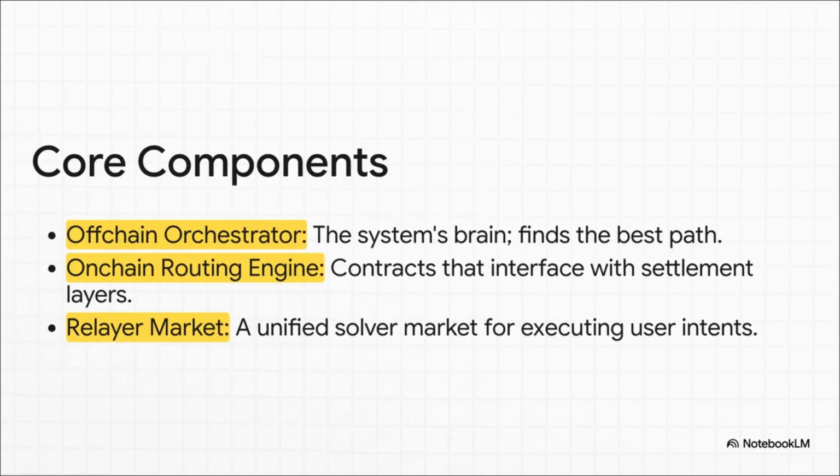Let's quickly break down those 3 core pieces. You've got the orchestrator, that's the brains of the operation, the master planner. Then there's the on-chain routing engine. Think of this as the hands, the smart contracts that actually talk to all the bridges and protocols. And finally, the relayer market. That's the competitive arena where solvers battle it out to execute your intent as efficiently as possible.